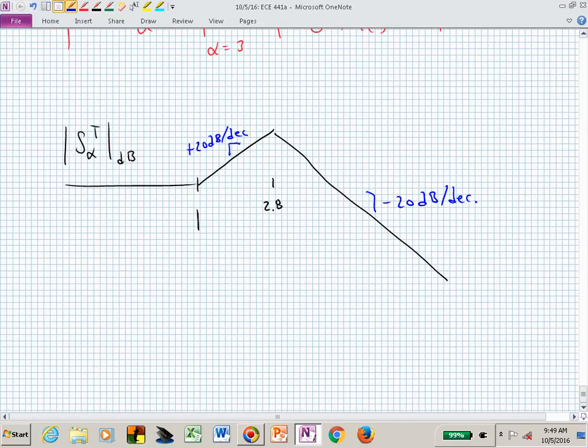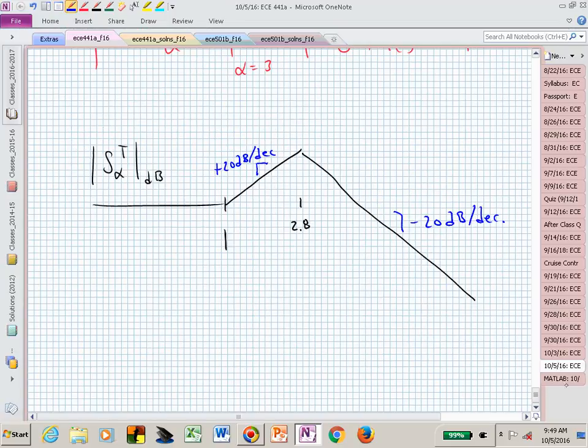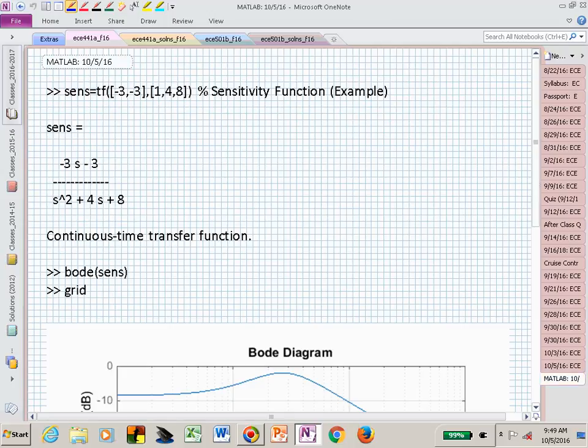That's the magnitude of this sensitivity. Where is it most sensitive? At what frequencies? At 2.8. So now if you had certain signals or something happening at 2.8, you know your system is quite sensitive at that frequency range.